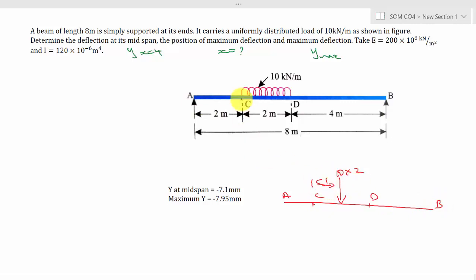So after calculating the reaction force, consider a plane here and you can consider the same 10 kilonewton per meter up to here and in the opposite direction also. So this is how you have to consider it and proceed with the problem. The problem is like the previous problem, you can refer to that and you can find the solution. So this is the answer. Y at the midspan is minus 7.1 mm and the maximum Y is minus 7.95 mm.